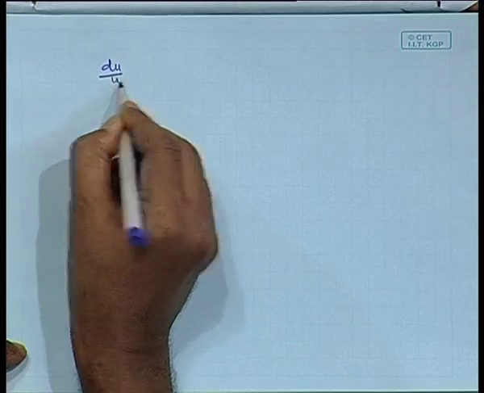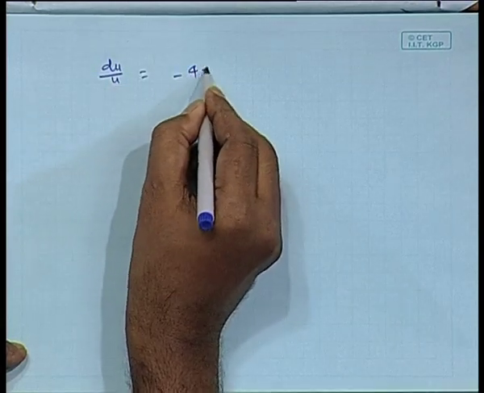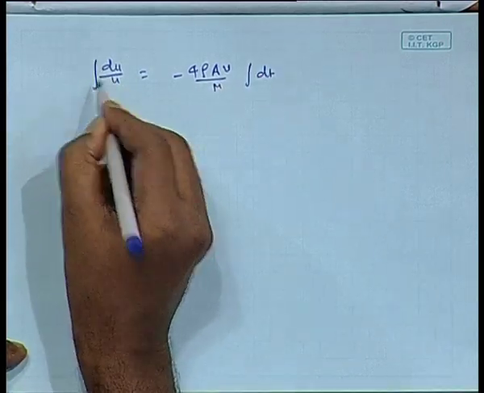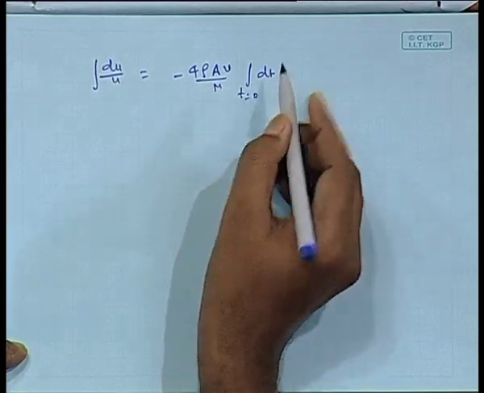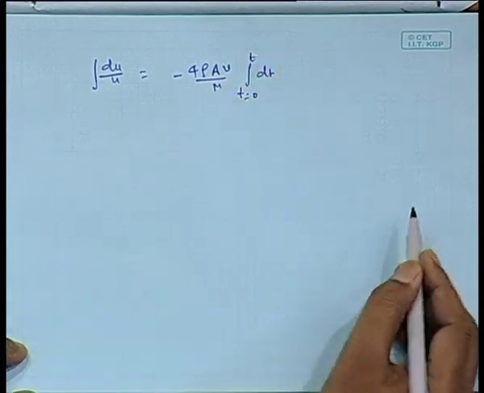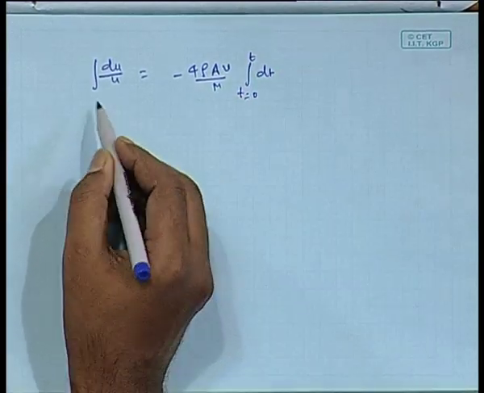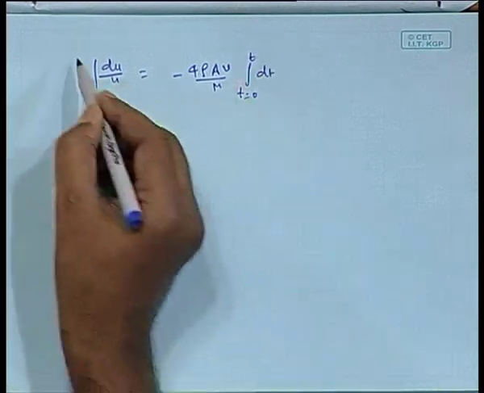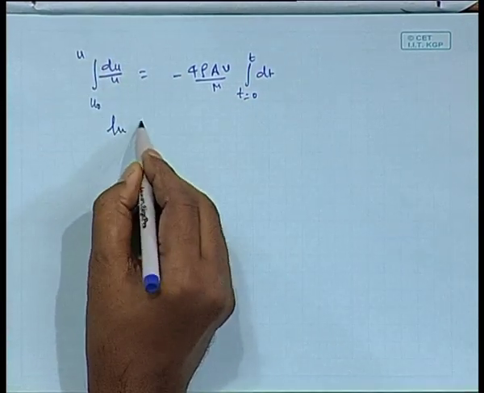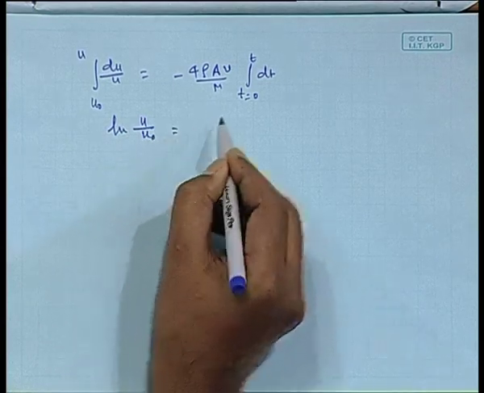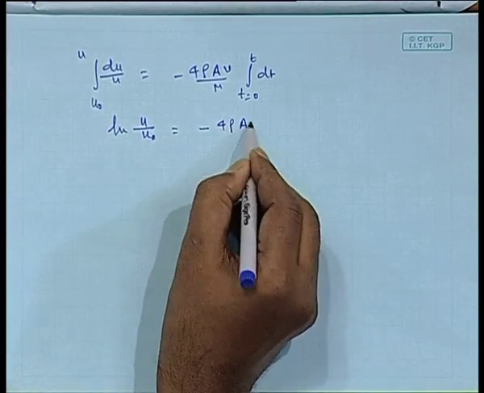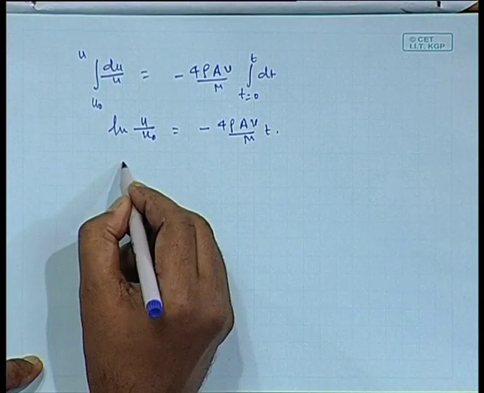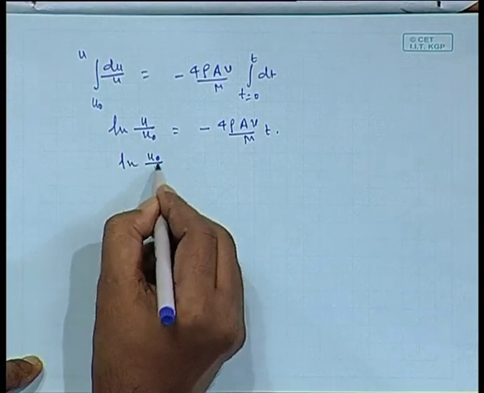du by u is equal to minus 4 rho a v by m dt, and this has to be integrated from t equal to 0 to any point of time t. At t equal to 0, it was having a velocity u naught, that is uniform velocity, and at time t its velocity is u. So this becomes ln u by u naught equals minus 4 rho a v by m times t. So you can take the minus to this side, and this will be ln u0 by u.